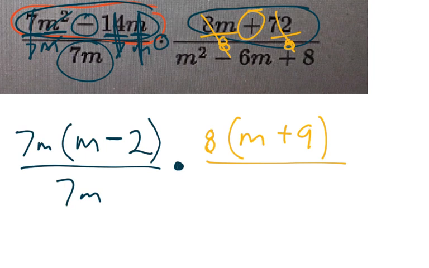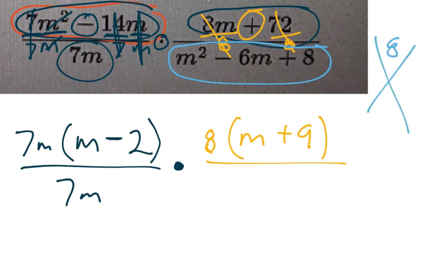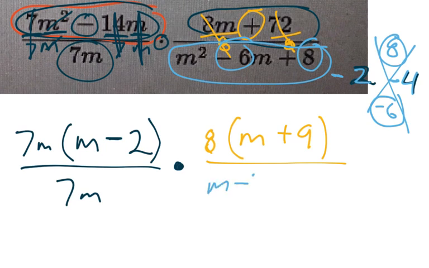Now, notice the denominator, guys, is an X factor. So I'm actually going to do an 8 with a minus 6 in the middle. How does that work? Well, 2 times 4 is 8. Now, to get a negative 6, though, I need to make them both negative. So I have, therefore, M minus 2, M minus 4.